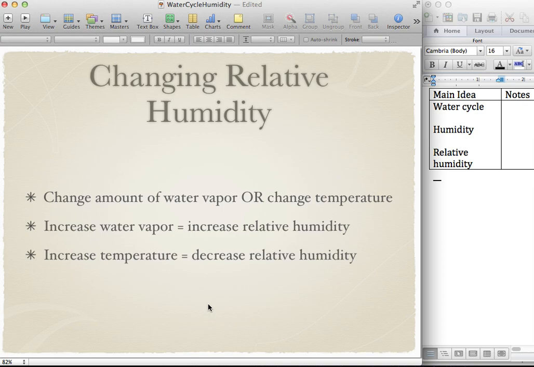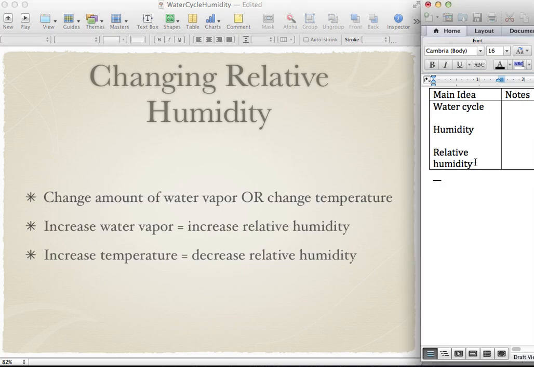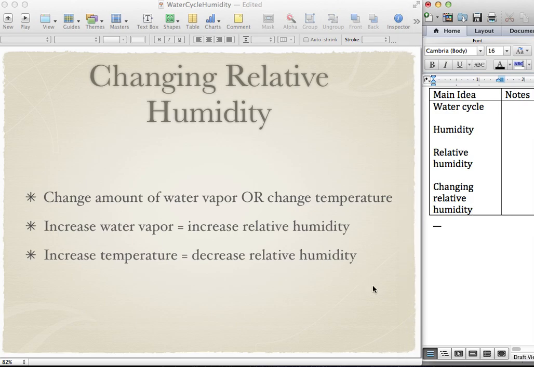So how can we change relative humidity, or how does relative humidity go up or down? There's two ways to do this. We can either change the amount of water vapor. That's pretty straightforward, right? If you have more water vapor in the air, you're going to have more relative humidity. The other way to do it is to change the temperature. If you increase the temperature, not changing anything else, the relative humidity actually goes down. And we're going to use that box diagram to explain why.